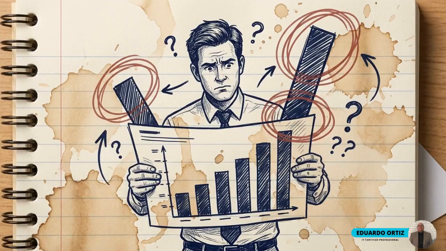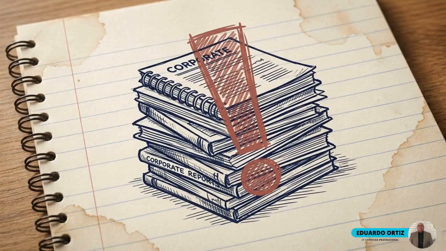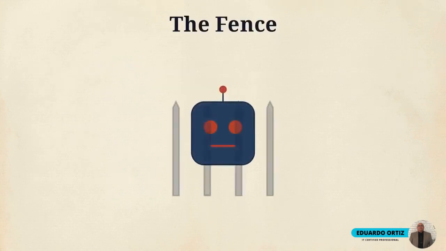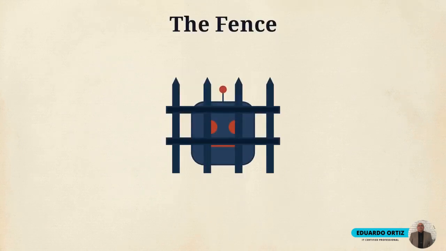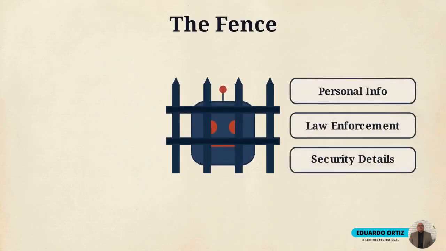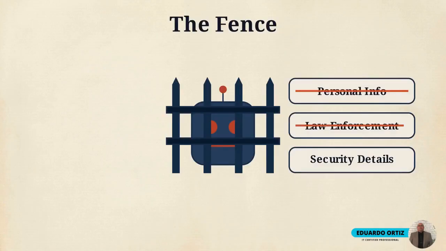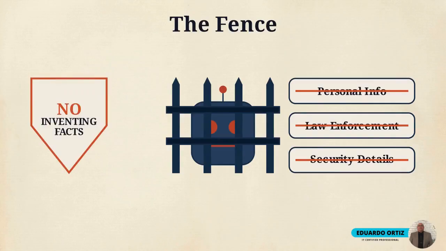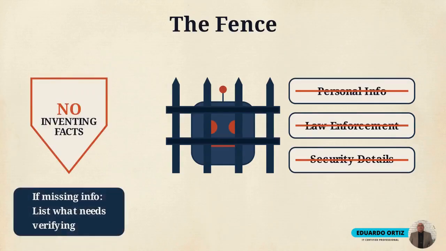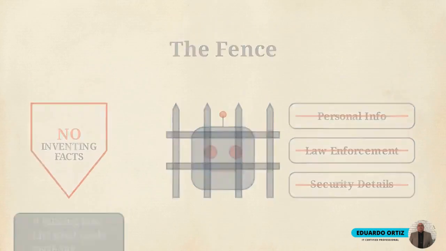AI tools are designed to be helpful, which means they may invent facts if they lack information. In a workplace setting, this is a major reliability issue. To prevent this, build the fence. These strict restrictions tell the AI what is forbidden. Use explicit phrases like, "do not include personal, law enforcement, or security details." You must also include, "do not invent facts. If information is missing, list what needs verifying."